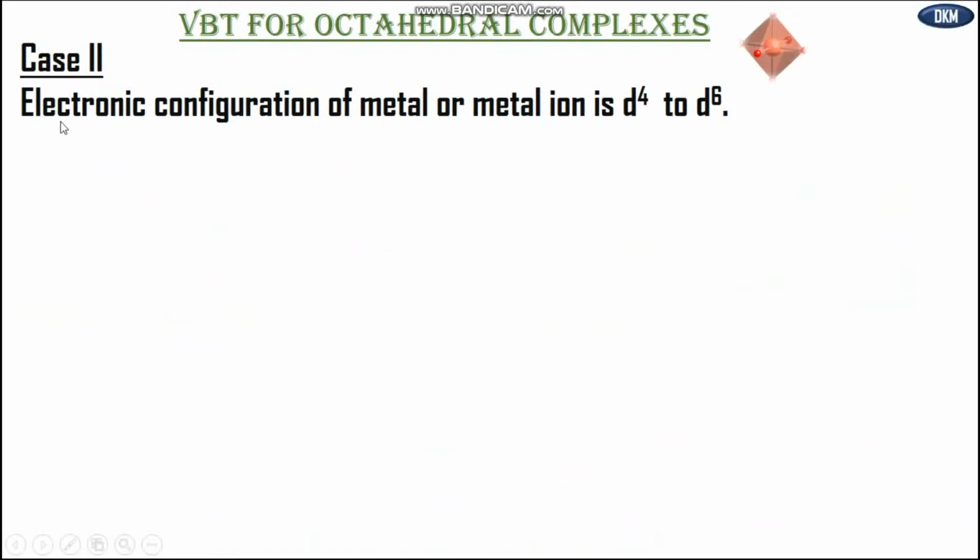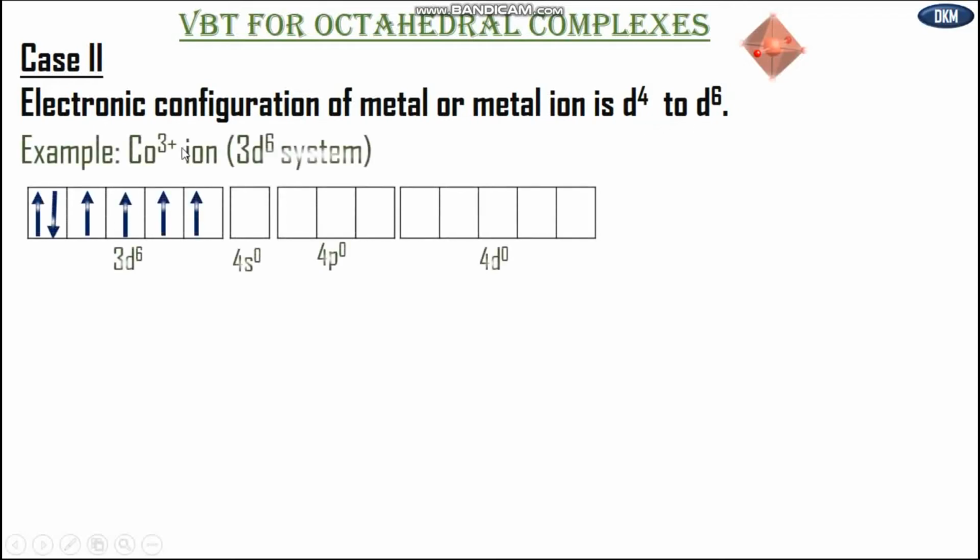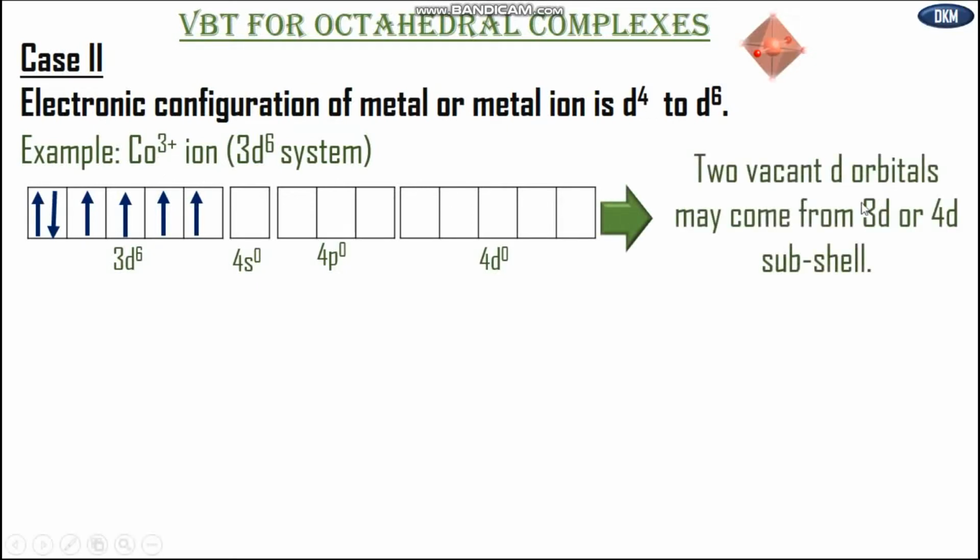Now consider case 2, where the outer orbital electronic configuration of metal or metal ion is d4 to d6. For example, take Co3+ ion, which is a 3d6 system. In this case, 2 vacant d orbitals may come from inner d subshell or outer d subshell. If the ligands are weak field ligands, then the outer d subshell takes part in hybridization, not the inner d subshell. You see, to vacate these 2 inner d orbitals, you need to pair up these 2 electrons into these orbitals, and it requires energy.